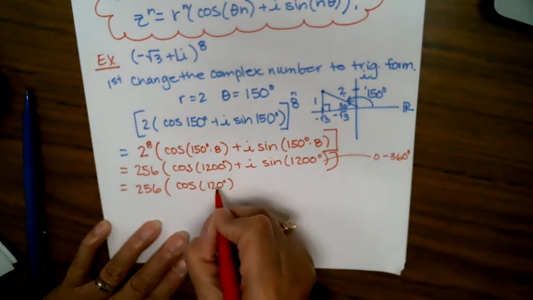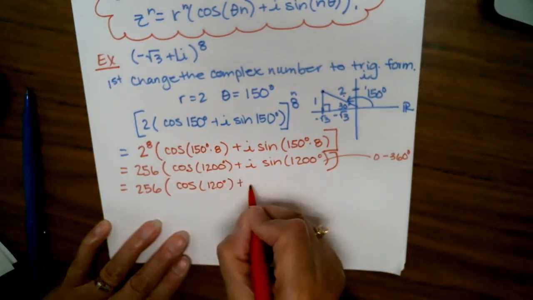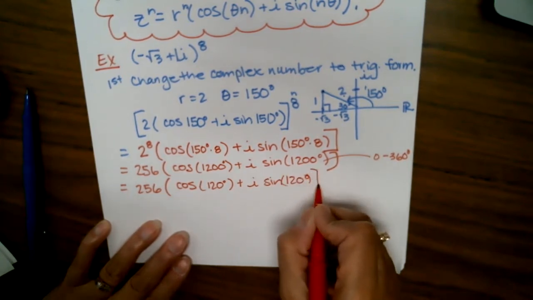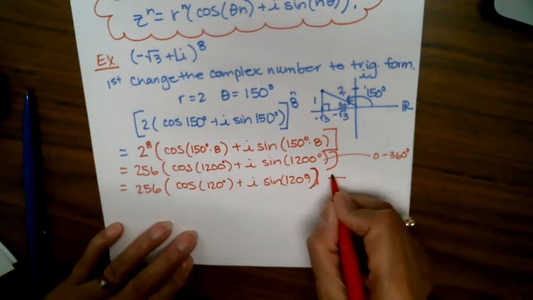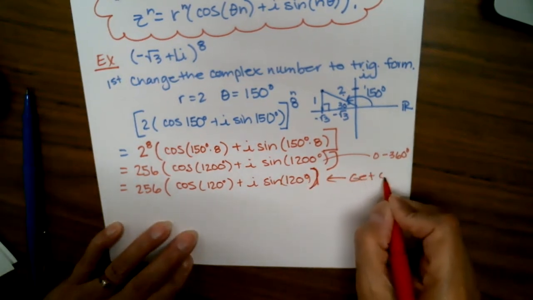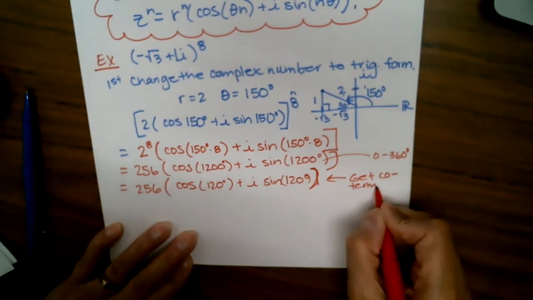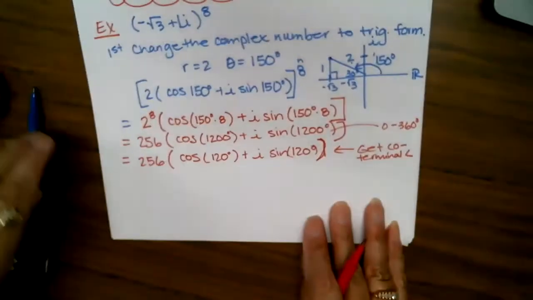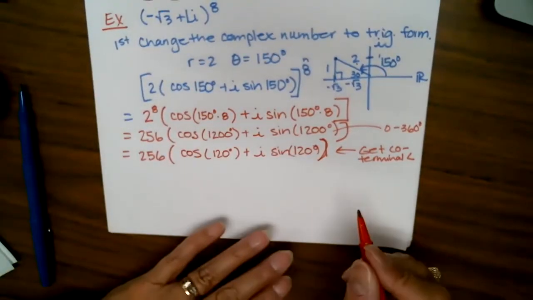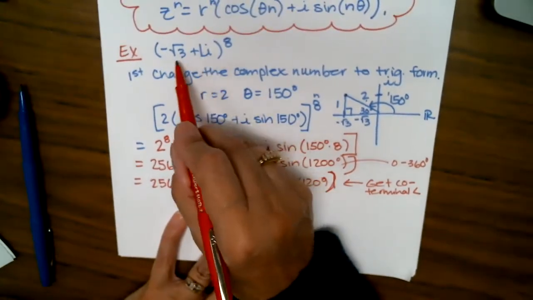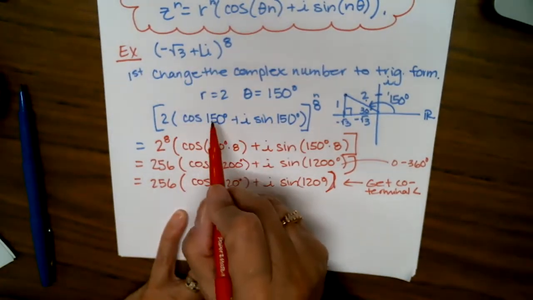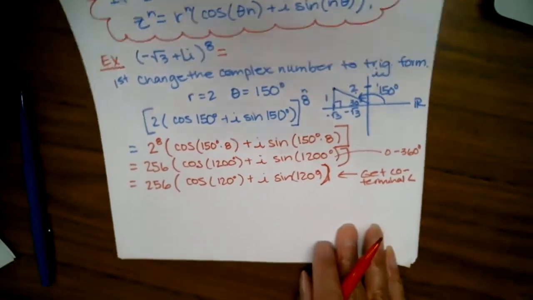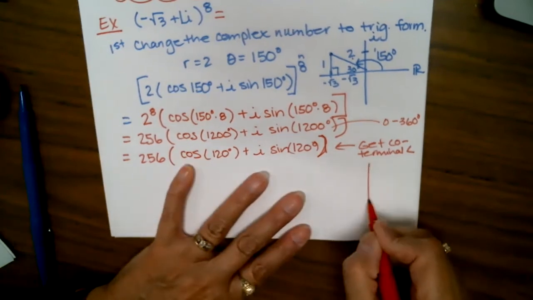I didn't just miss that. I actually changed to a coterminal angle. I'll write that out beside it. Get coterminal angle. So we've got a coterminal angle. Now we're just going to change it back. Notice our original problem was not in trigonometric form, so we need to write our final answer in a plus bi form, standard form.